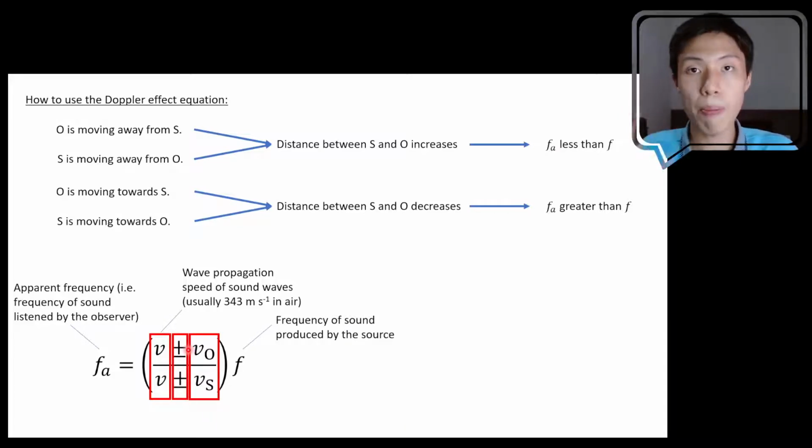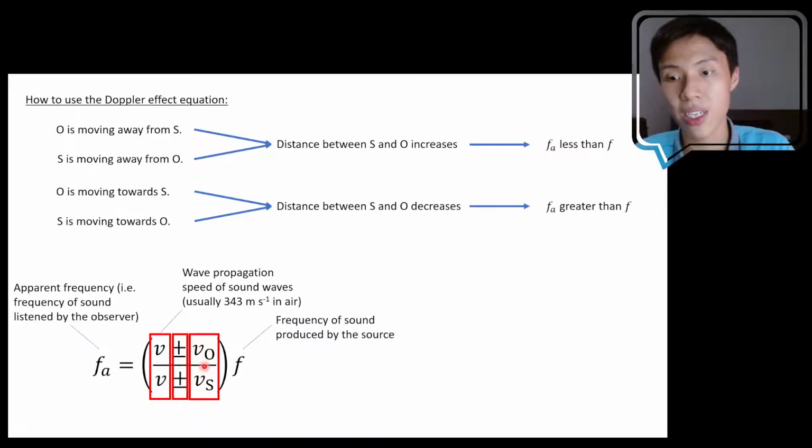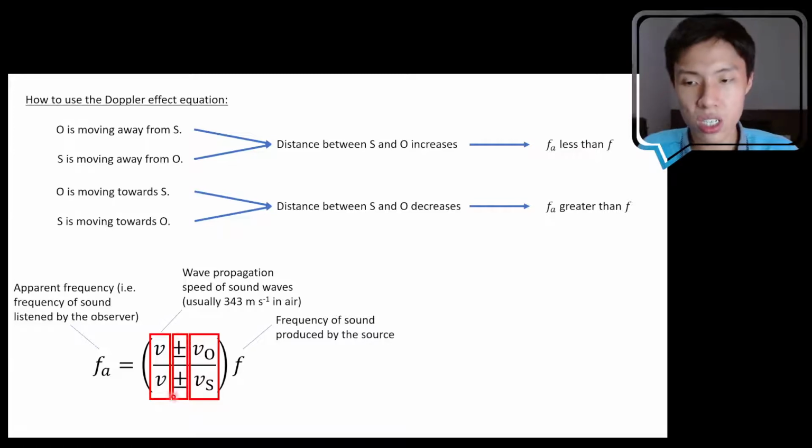This sign depends on the direction of the motion of the observer or the direction of motion of the sound source. If it's towards, then it can be a certain sign. If it's away, it can be a certain sign. Most of the time, many students can't really memorize which situation uses plus and which uses minus.